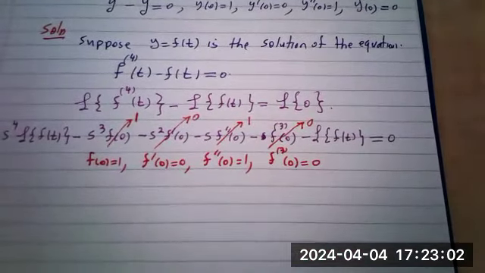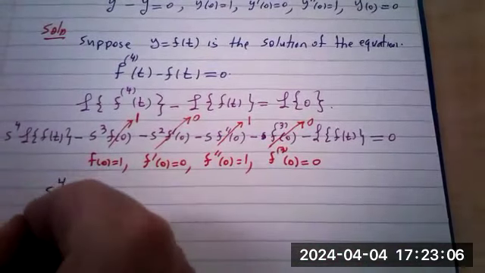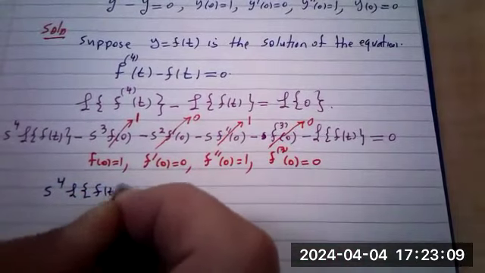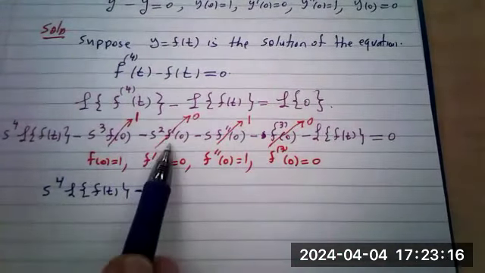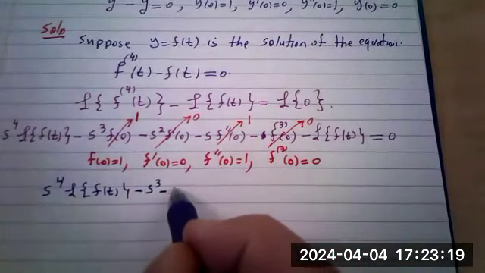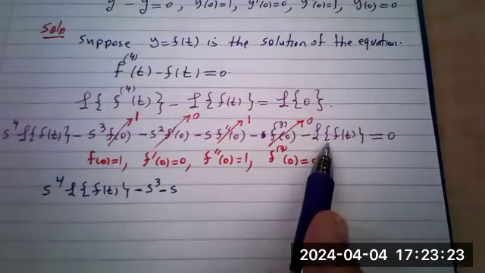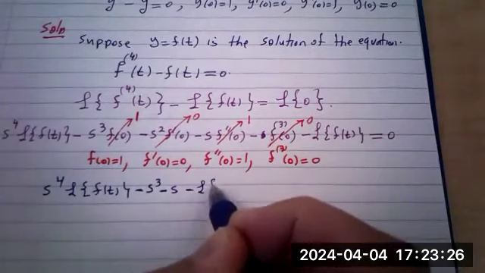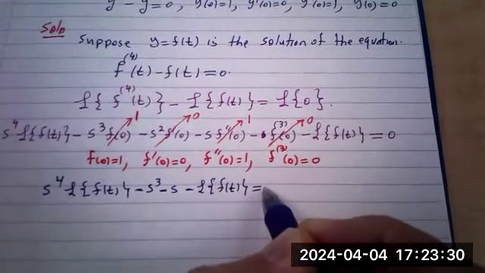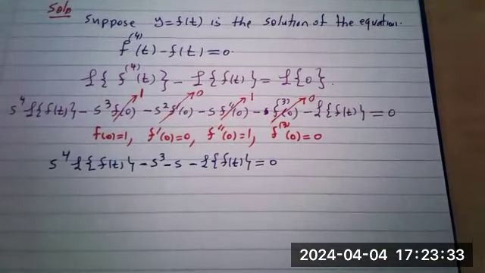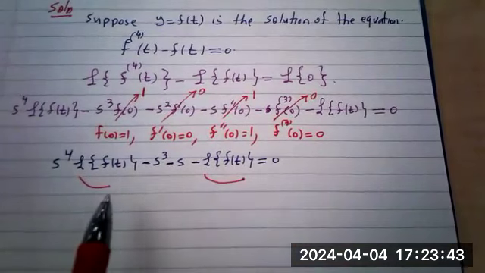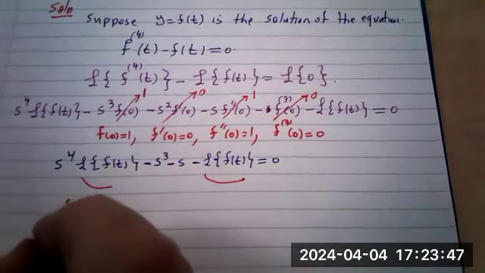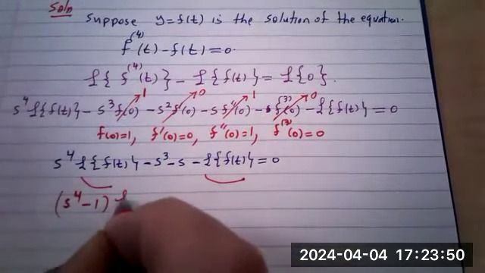Okay, so what's going to be the leftover? The leftover is going to be s to the 4th, Laplace of f of t, minus s cubed. This 0 will disappear, that will be minus s. This is 0, and the last part would be minus Laplace of f of t equal to 0. Now factor out the Laplace of f of t. It's always possible. Combine the like terms to factor it out. And so that gives you s to the 4th minus 1 times Laplace of f of t.